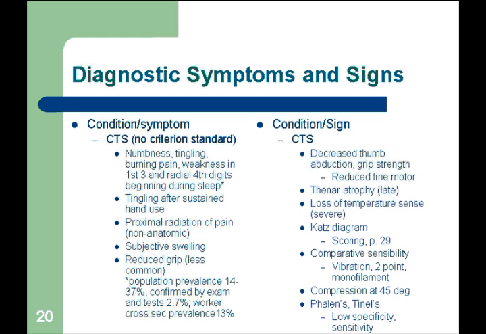Most people are being seen earlier, and so thenar atrophy I don't think is as common in workers' comp as it used to be. Sometimes there'll be a temperature sensation loss, but that's unusual. Pain diagrams I think are very important.